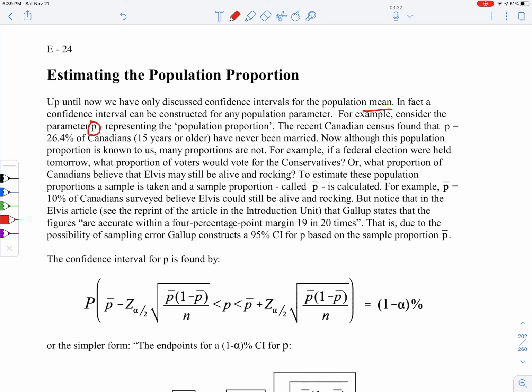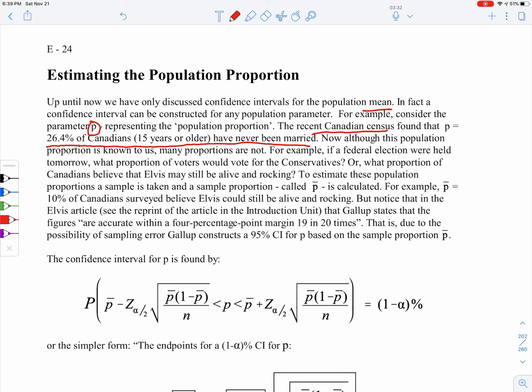The other one that we've been looking at here is the binomial P, the proportion of, say, Canadians who believe something. And so here's an example here. The recent Canadian census found that 26.4% of Canadians 15 or older have never been married.